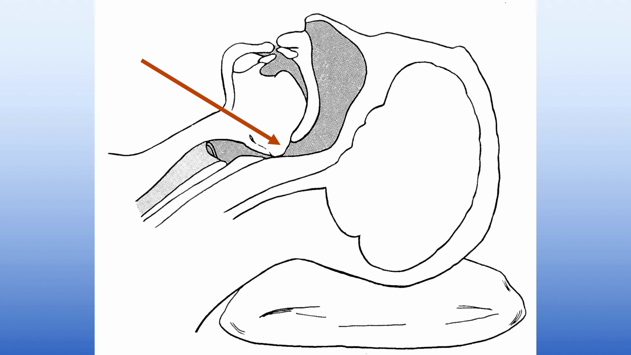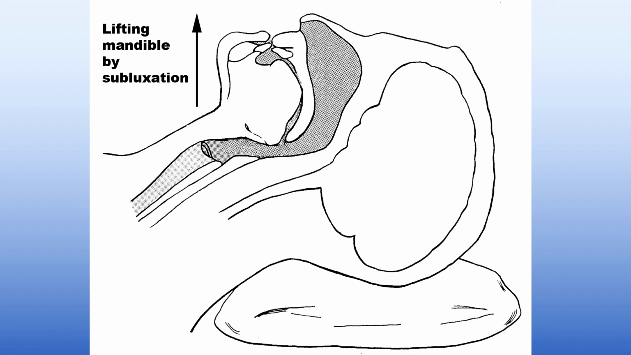This arrow depicts the point of occlusion of the airway in the posterior pharynx, or back of the throat. By lifting the jaw and bringing it upwards, one actually brings the entire tongue forward as well, opening this space and creating an air passage that can be used with a mask, for example, to push air into the trachea from the nose and mouth.